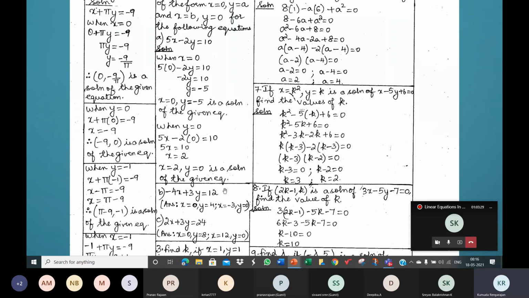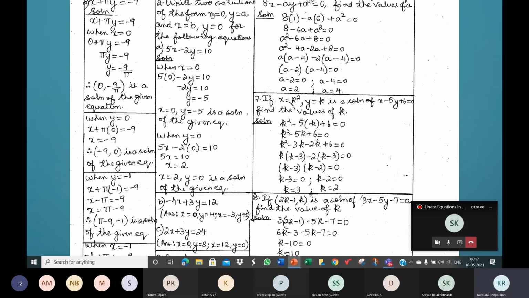This is the second one. When y is 0, find the corresponding value of x. So when x is 2, y is 0. Be careful to write, the order is important. So 2 comma 0 is a solution of the given equation. 2 comma 0, not 0 comma 2, children. First the x value and then the y value.